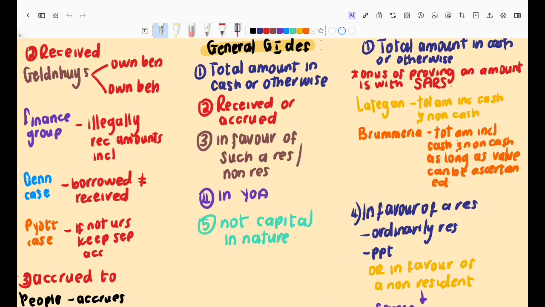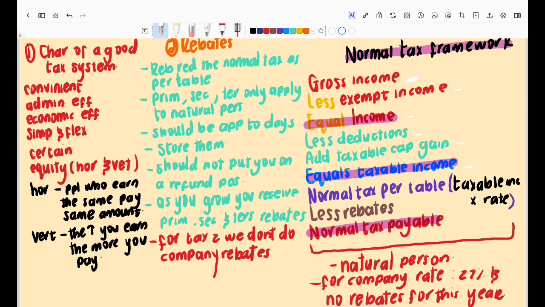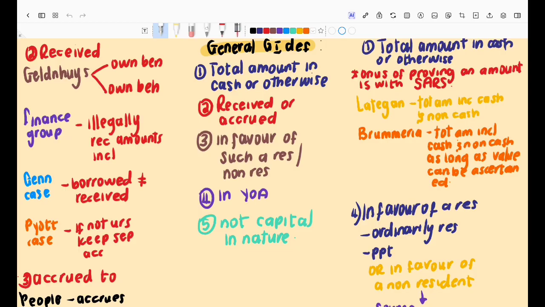So we are at the very beginning of our framework, right? Where we are saying gross income. We are here at the very beginning and we're looking at what is gross income and what would constitute gross income. Now it becomes very important for you to differentiate between gross income, income as defined, taxable income, as well as normal tax payable, because those are different things. So look at your framework and write down the differences for yourself.